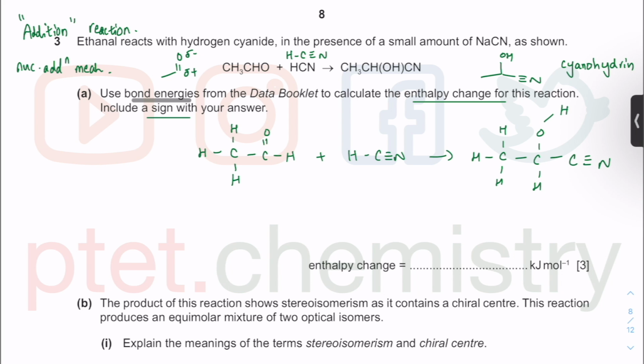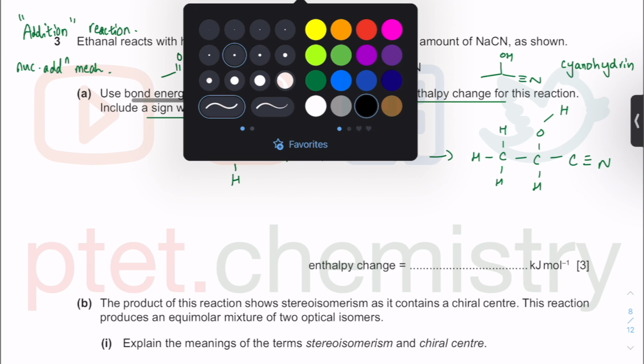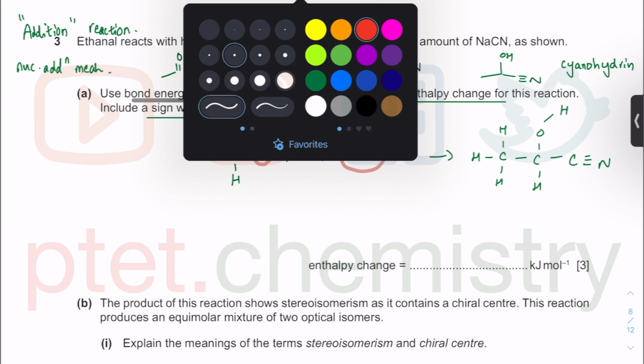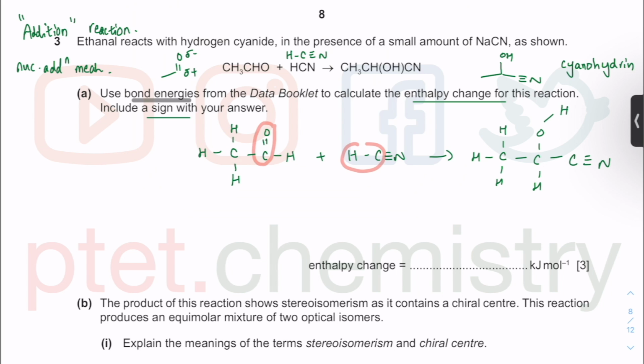So going from left to right, you can hopefully see what we have. We are breaking the C=O double bond, and then we are forming a C-O single bond. Perhaps I should use a different color. And we are breaking this H-C bond. So I'm going to use a blue color to represent the bonds we are forming. What else are we forming? We are forming the C-C covalent bond. So we break that and form the O-H covalent bond, and we break the C-H and form a C-C covalent bond there.